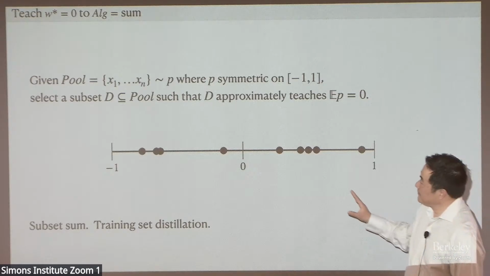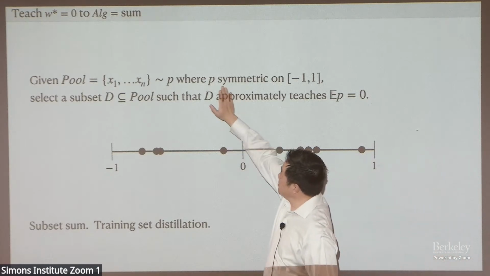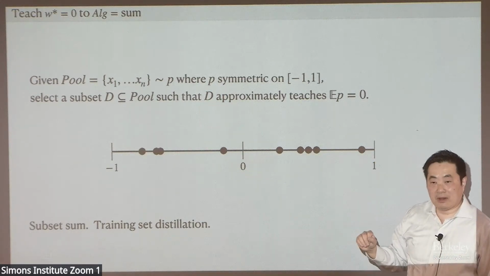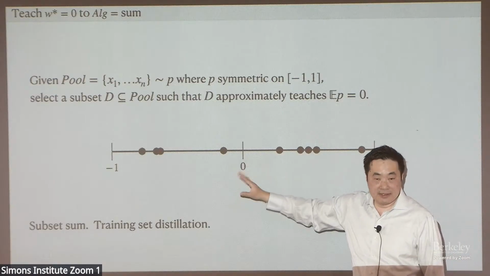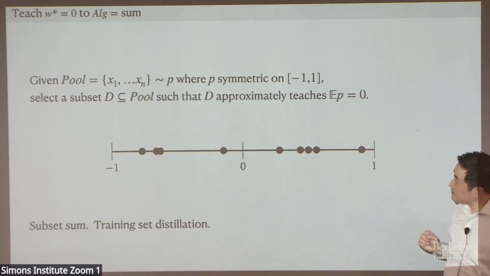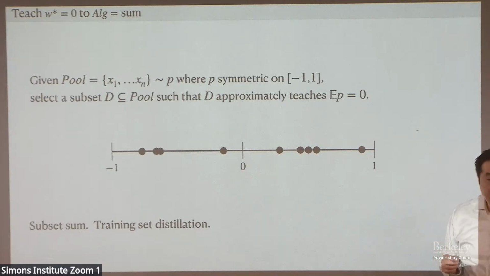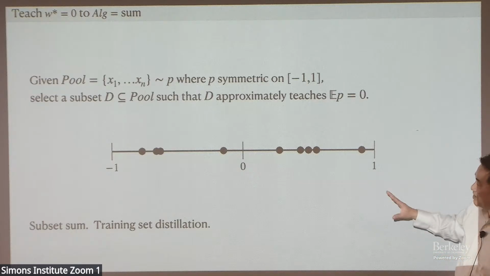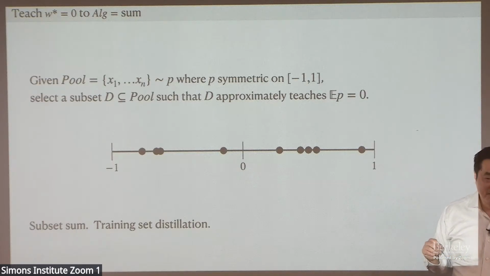I have a symmetric one-dimensional distribution P supported on [-1, 1]. I draw n IID samples from it, okay? So these are my dots, like endpoints, right? The job is I want to select a subset of these points. I'm the teacher, but I cannot choose points now. Nature draws endpoints for me. That's called a candidate pool. I must select a subset of those such that the summation of my subset is close to 0. Okay, so in a way, the teacher teaches 0.